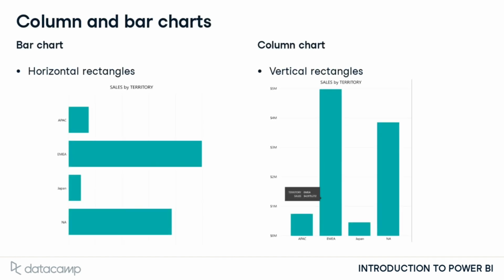Bar and column charts help you look at a specific value across different categories. So, what is the difference between the two? The answer lies in the representation. If the rectangles are placed horizontally, then the visualization is a bar chart. If the rectangles are placed vertically, then the visualization is a column chart.